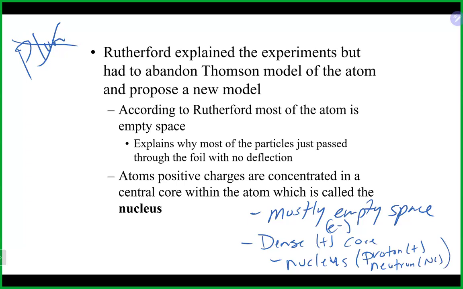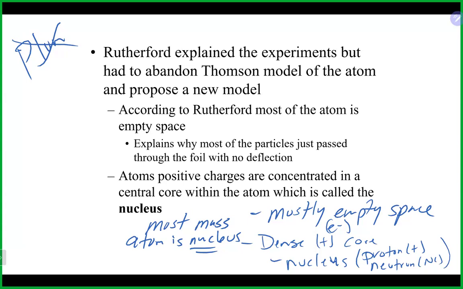The other major difference between the Plum Pudding model and the current model of the atom is that most of the mass is in the nucleus. Unlike the Plum Pudding model, where they said most of the mass was the electrons, here most of the mass of the atom is the nucleus. We're going to talk about why in a couple of slides. So you do need to know Rutherford's experiment, what was done.